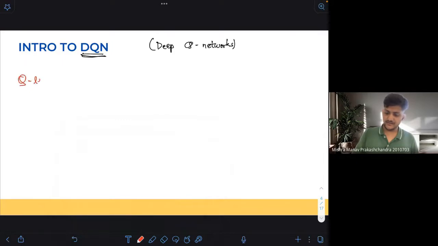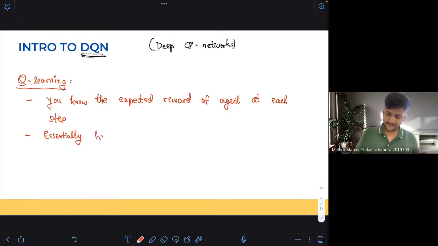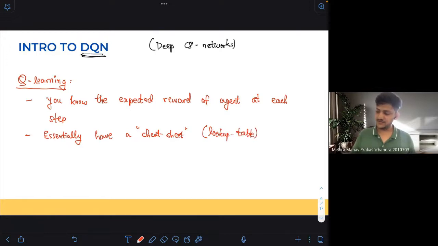In Q learning, the first point is the expected reward of the agent at each step. The second point is that you essentially have some kind of a cheat sheet, I should put it in quotes, or as sir likes to call it in the lecture, a lookup table.